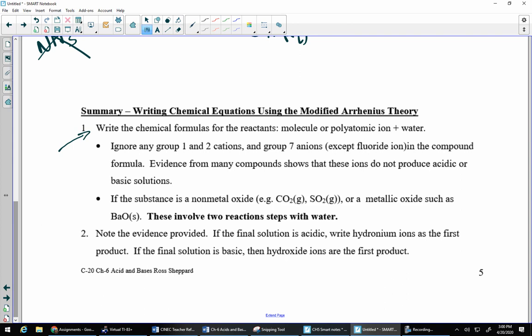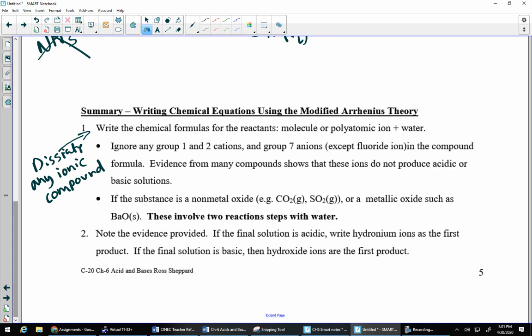So we want to have polyatomic ions plus water, essentially. Now when we're doing this, we want to really dissociate any ionic compounds, right? Because that's what we're really looking for. So write the formulas for the reactants, the things that are actually going to react with water to produce, if it's a base, hydroxide, if it's an acid, hydronium. Cool, so write those out.